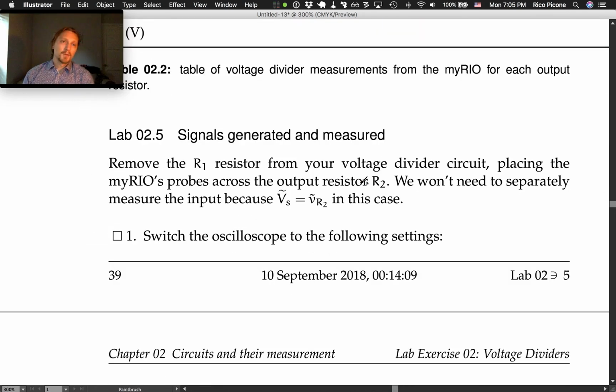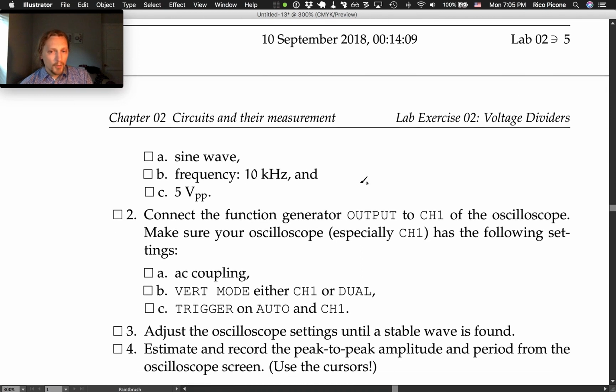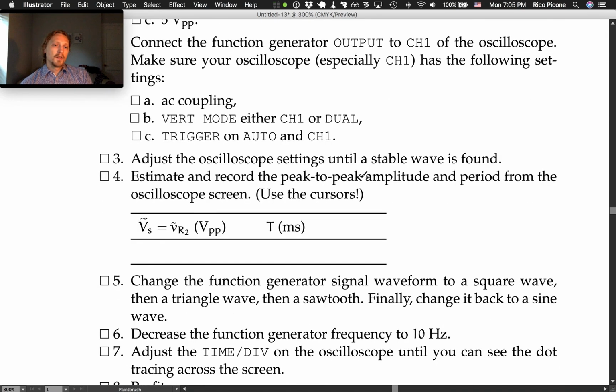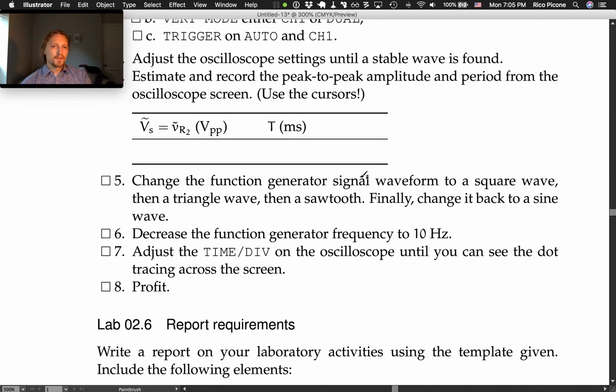Awesome. Okay, then you switch gears, and you're going to do signals generated and measured with a function generator, also known as a signal generator. In this case, you're not going to use a voltage divider. You're just going to directly put the voltage across a load, and you're going to use the oscilloscope to look at what that voltage is, and you're going to adjust the function generator and make a couple measurements, not too many.